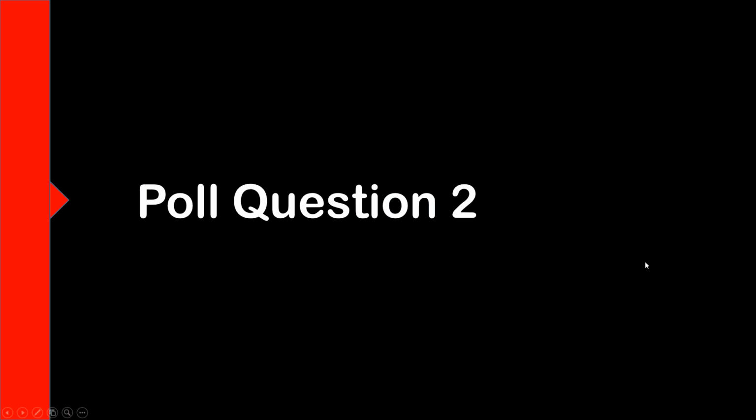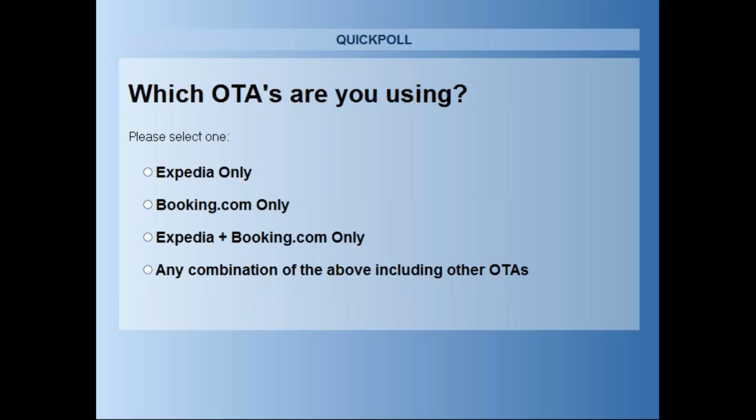Okay, the second poll question, back to the interaction. I'm curious to know this, and in speaking with properties it varies across the board. Basically the question is, what OTAs are you using? What I typically find is you either use Expedia, or you use Booking.com, or you use both of them, or you've opened the door for a whole bunch of people. So those are the options I'd like you to select from here.